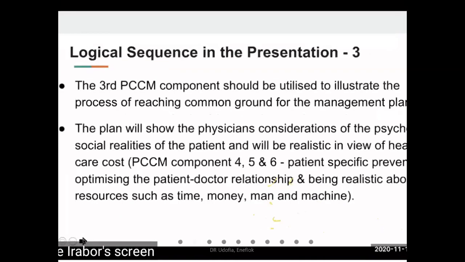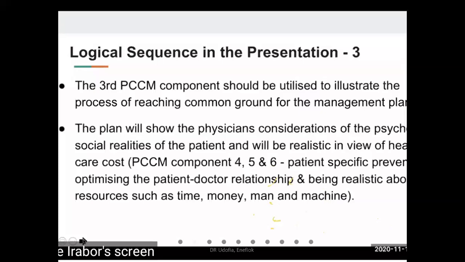The other aspect of the sequence is, I'm sure by now all of us know the component of the PCCM. So the third component should be illustrated. The third component has to do with reaching common grounds for management plans. You should be able to showcase how you discuss the diagnosis and the mode of treatment, and how the patient has now come to share, accept what you want to do.